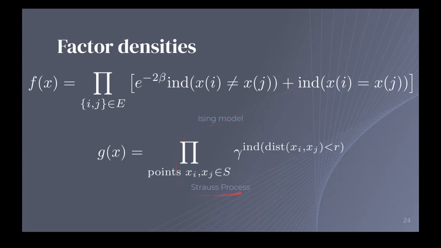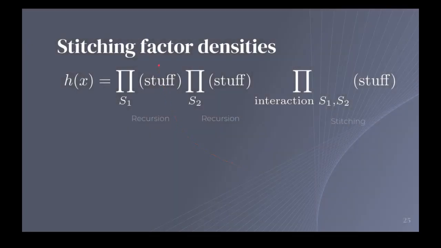In the Strauss process that we just saw, for all of our pairs of points living inside our point space, we have a factor of gamma if the points are too close together. Otherwise, we have a factor of 1. Now, stitching works when you can break these factors into factors that only depend on one partition, factors that only depend on another partition, and factors that depend on the interaction between the two partitions. Those are the stitching factors.